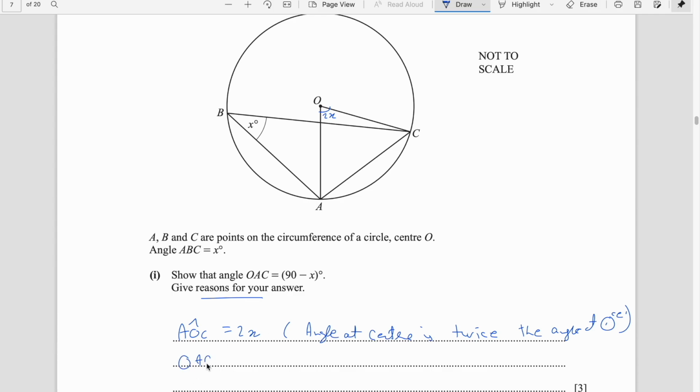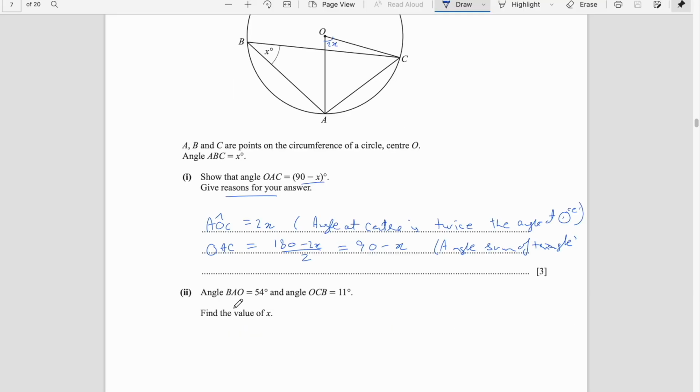Then we have OAC. Now I'm going to take out this 2x from 180 and divide it by 2. 180 minus 2x divided by 2, and I'm left with 90 minus x. And the reason is angle sum of triangle. So first part is shown.